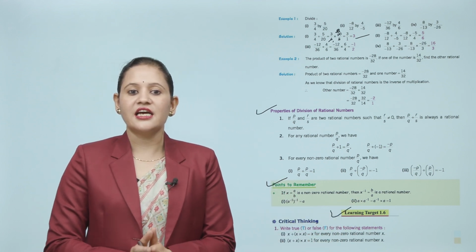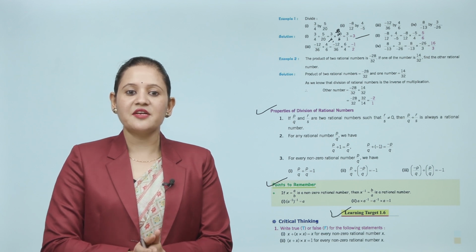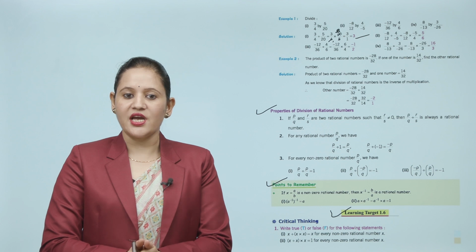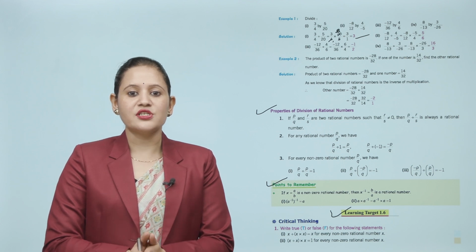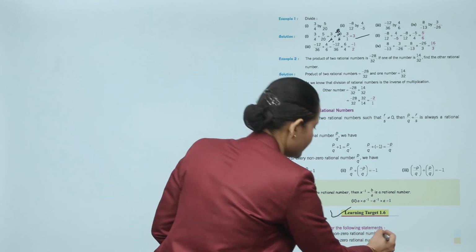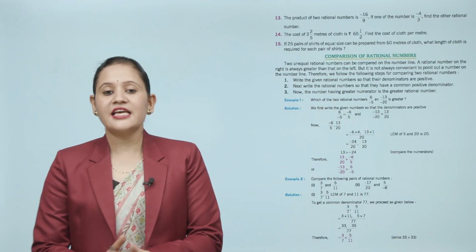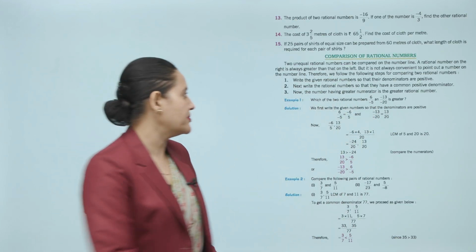Critical thinking. Write T for true and F for false for following statement. X divided by x multiplied by x equals to x for every non-zero rational number x. It is not necessary कि ये हो, so it is false. So we'll write F. Next is comparison of rational numbers.